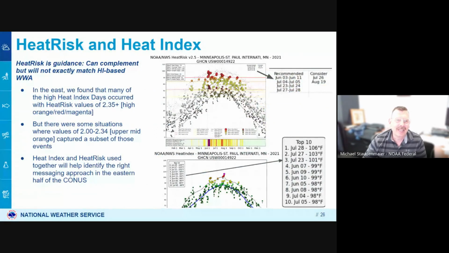As mentioned, HeatRisk wasn't specifically developed to reproduce heat index thresholds or to only support the issuance of our traditional heat products. The use of HeatRisk with heat index knowledge should ultimately be used together to make the best heat messaging decisions. But HeatRisk does a fairly good job in identifying those higher heat index days to occur within the higher half of the orange category and through the red and magenta categories.